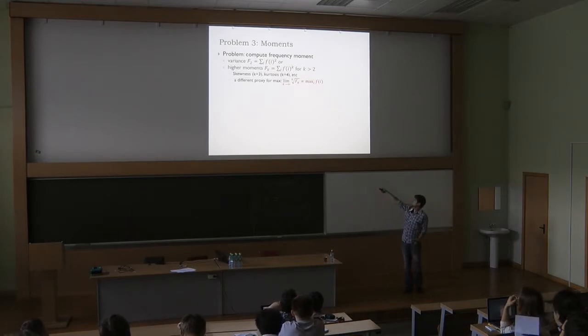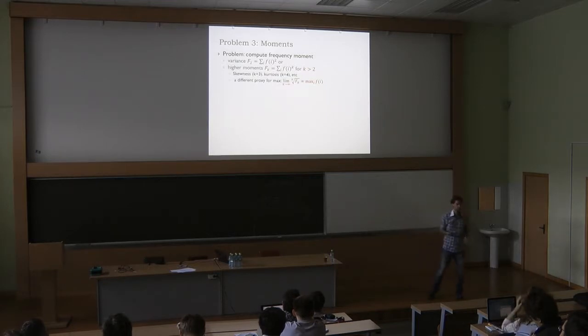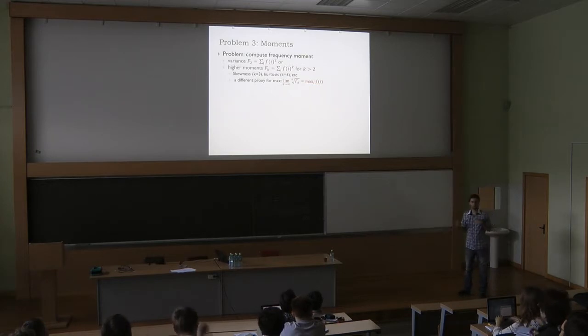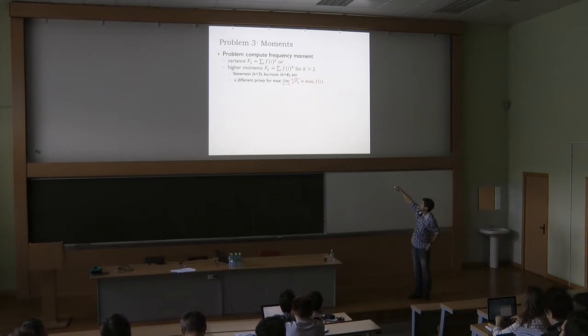So this is one reason you might want to compute higher moments. Another reason is that computing higher moments for higher k can be a proxy for computing the maximum. Max frequency is a hard problem, right? So you might want to solve problems that approximate it as well as possible. Heavy hitters is one approach. Another approach is to compute what is called the higher moment.